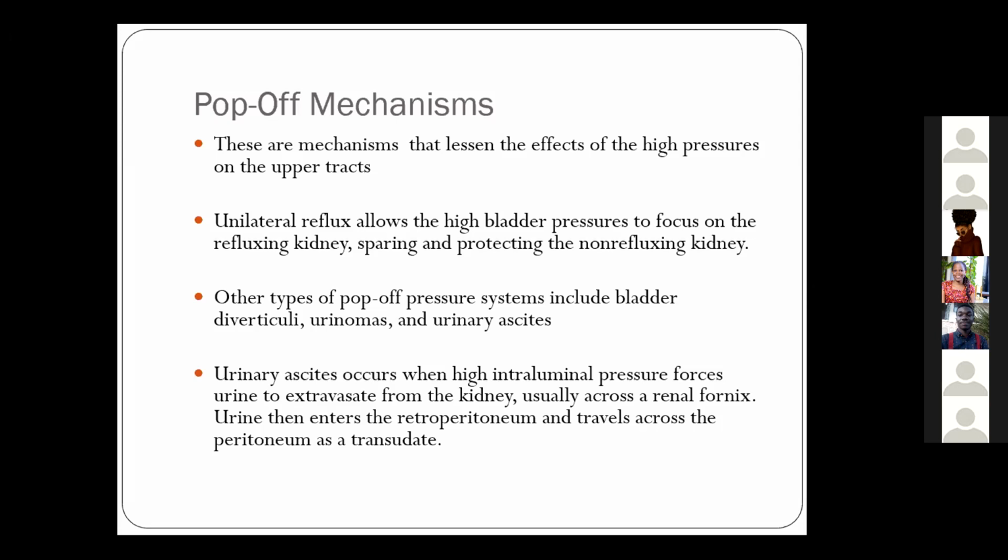Okay, and it is not very rare for you to find that there is unilateral reflux when you do the images. You find that the obstruction ideally would cause hydronephrosis on both sides due to reflux, but the kidneys decide and only one side has reflux and hydronephrosis, and the other one remains normal. And the other pop-off mechanisms include the bladder diverticuli, like we had said, the urinomas, and the urinary ascites.